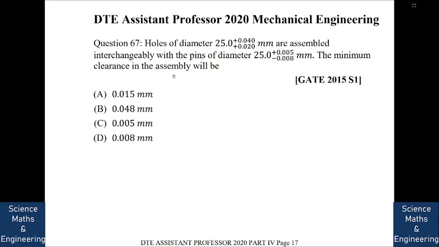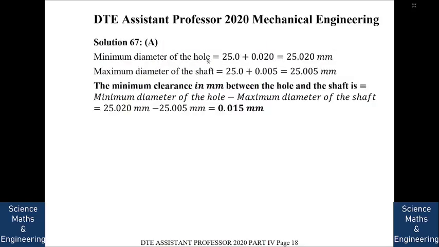The minimum clearance in the assembly will be, so the answer is the minimum diameter of the hole we can find, that is 25 plus 0.020, that is 25.020 millimeter, and the maximum diameter of the shaft is 25.0 plus 0.005, that is 25.005 millimeter. So the minimum clearance in millimeter between the hole and the shaft would be equal to what? Minimum diameter of the hole minus maximum diameter of the shaft, which is equal to 0.015 millimeter or 15 micron.